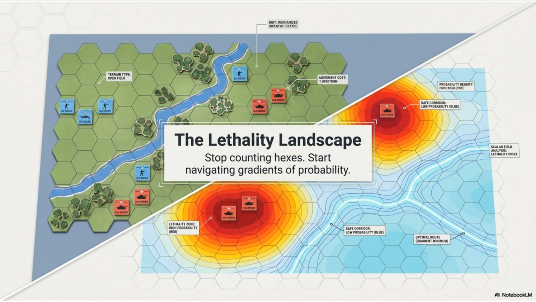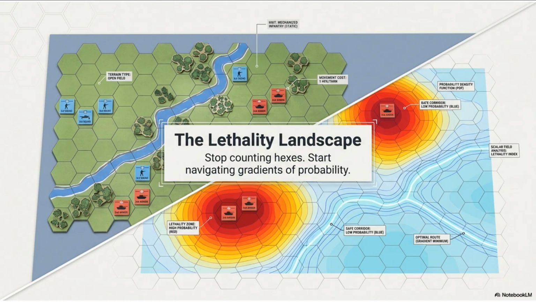We're looking at a paper that argues we are looking at these maps all wrong. It's a fascinating argument. Yeah, we shouldn't be seeing trees and roads. We should be seeing these invisible mountains of danger and valleys of safety. We should be seeing a lethality landscape. It's a very cool concept.